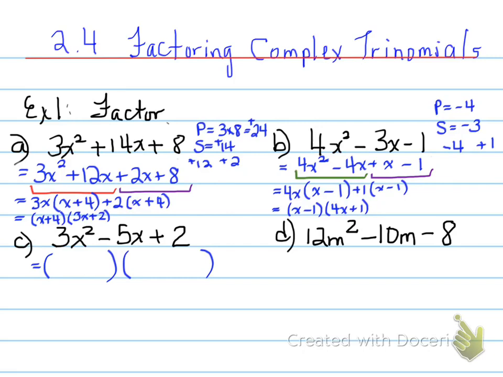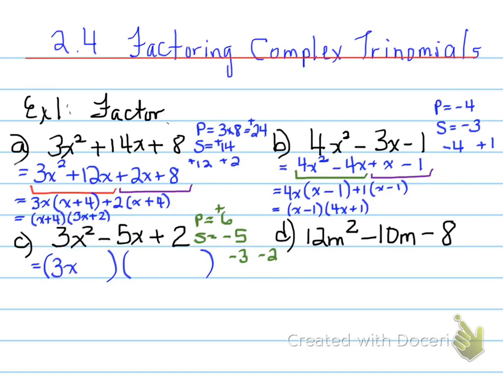Here we go. What two numbers? What's our product? Our product is positive 6, and our sum is negative 5. So we need to find out what two numbers multiply to give us positive 6 and add to give us negative 5. That is negative 3 and negative 2. So how are we going to do this? We need to get negative 3 and negative 2 from these numbers here on the outside.